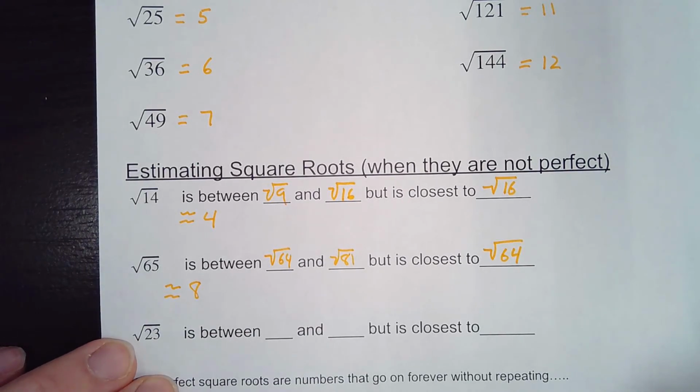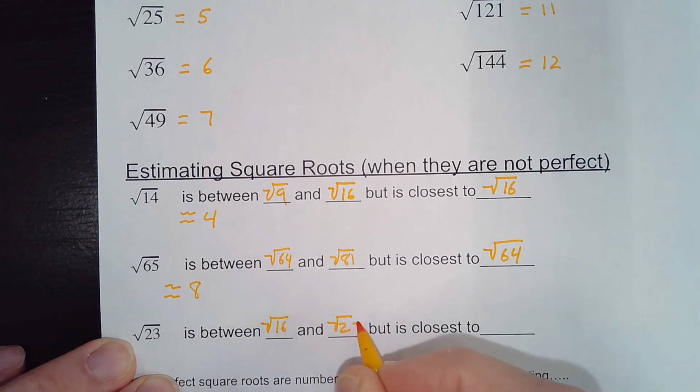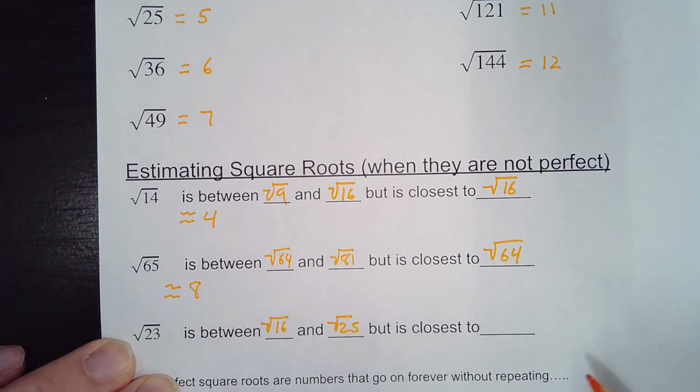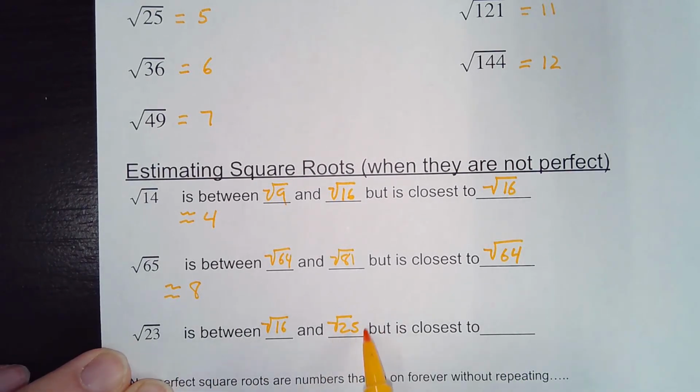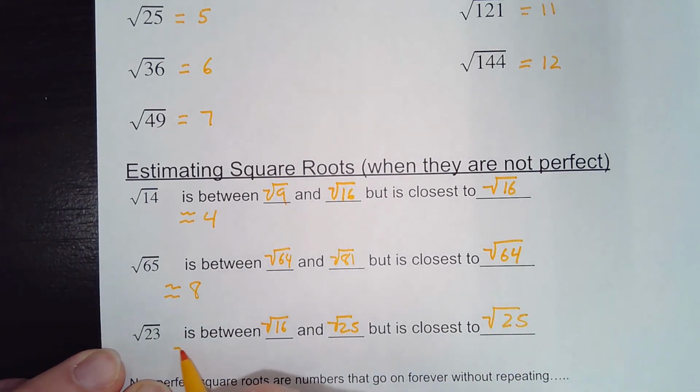Square root of 23 is between the square root of 16 and the square root of 25, but it is closest to, so it's 2 away from here, and it's more than 2 away from here, so that's closest to the square root of 25, or it's about the square root of 25, or 5.